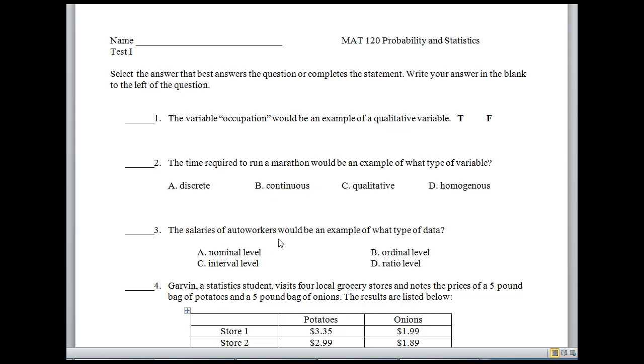Okay, the salaries of auto workers would be an example of what type of data? This is Miss Belton. Okay, D, very good. Ratio level. Okay, yesterday we had to go through all 4 levels to get to the right answer. But just as a review, nominal level data is just a what? Category, label. Ordinal level data is something that we can put in order, but we can't necessarily calculate precise differences.